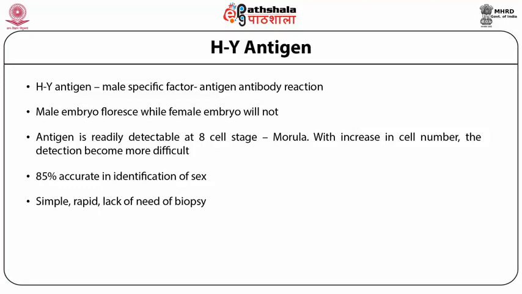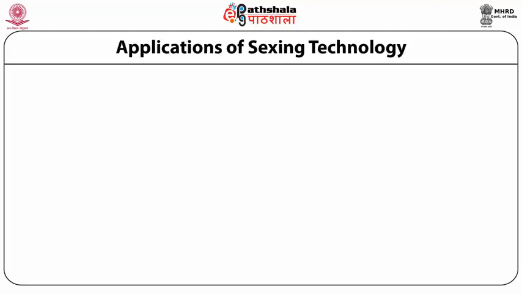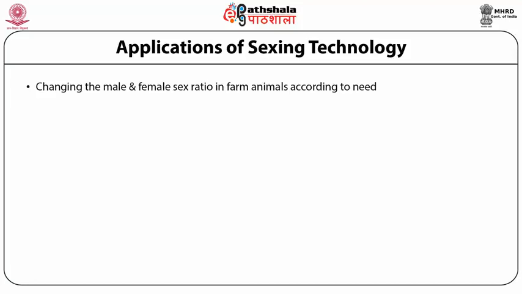But it also suffers with the disadvantage that we require a fluorescent microscope. So sexing technology has many applications which can change the face of animal husbandry. By sexing techniques, we can change the male to female ratio in farm animals. According to the need of the farmer, we can have more females or more males, whether it is a dairy industry or meat industry. In this way, the output of milk and meat can be increased.